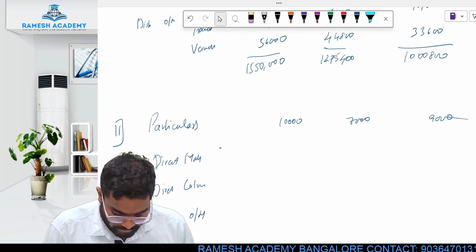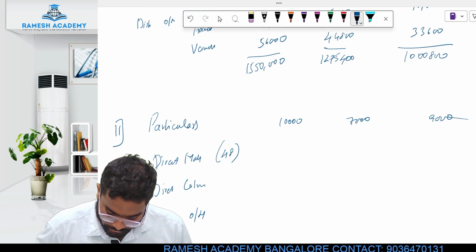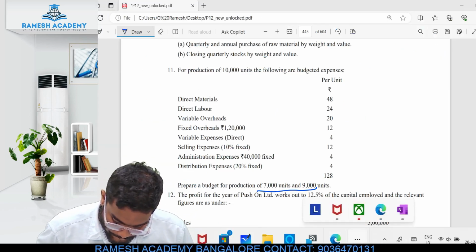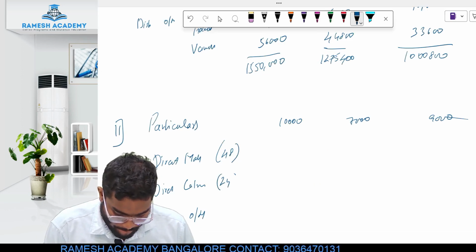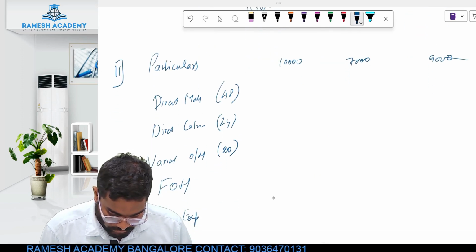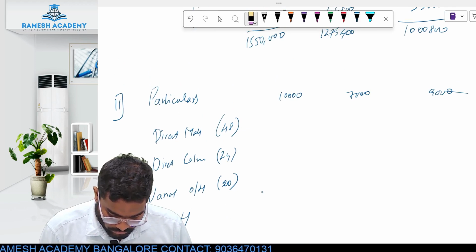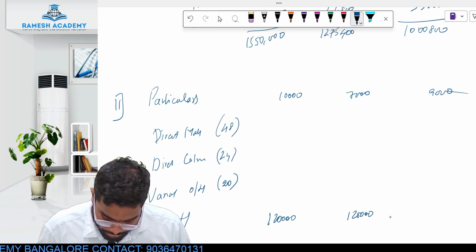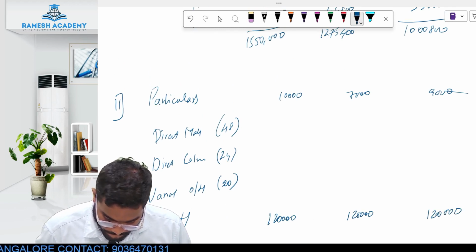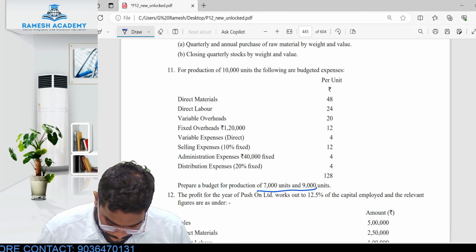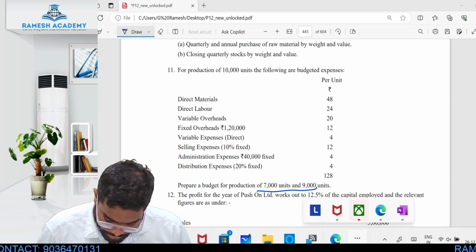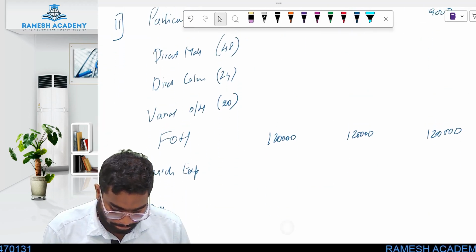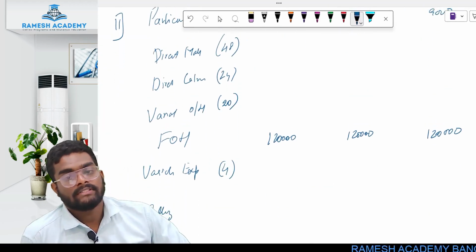I think we can start it off. 48, 24, 20. So fixed overhead is 1,20,000. Variable is 4 rupees. Just we'll start the multiplication now.